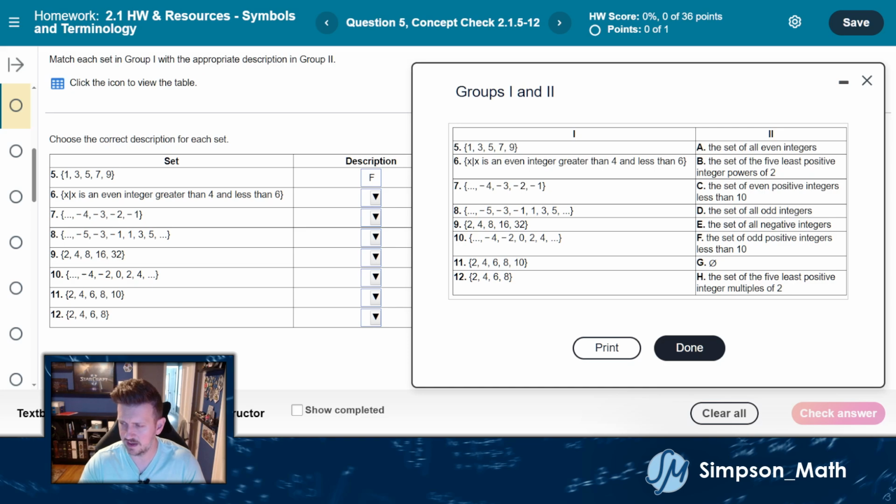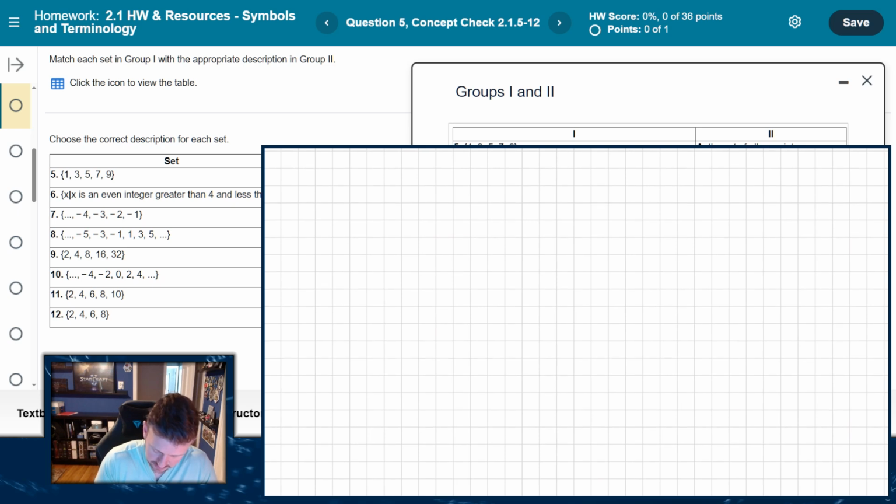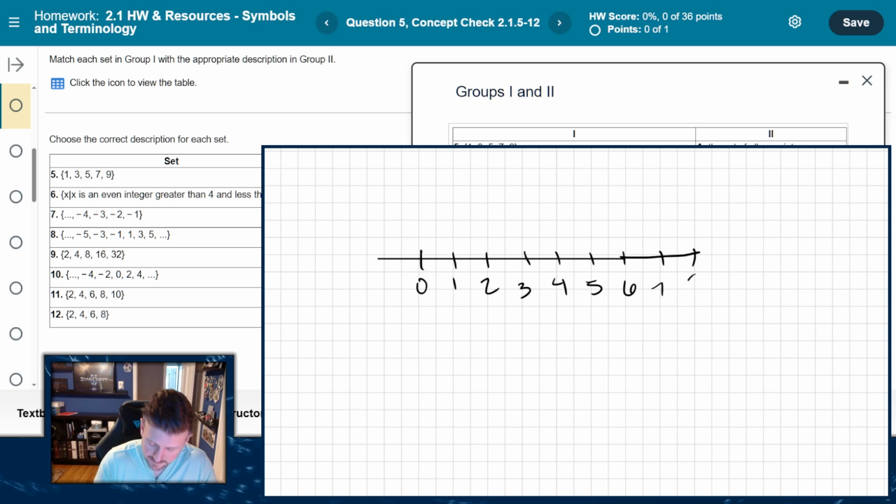Well, let me get my iPad back up here. And if I have a number line, and here's 0, 1, 2, 3, 4, 5, 6. Let's do a few more, 7 and 8. Well, I need greater than 4, not greater than or equal to, so this could be, they do say integer, so this could be 5, 6, 7, or 8. Or less than 6, so not touching 6, but less than, so that could be 5, 4, 3, 2, 1, 0.